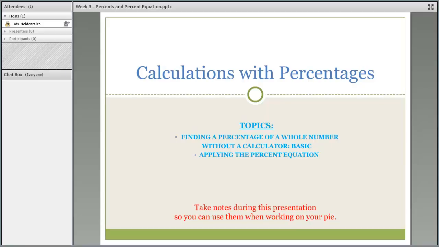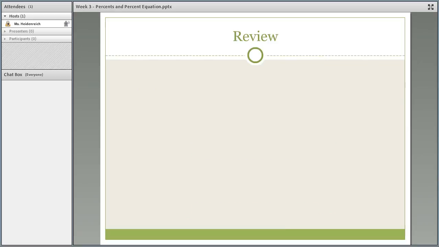Hi everyone, today we're going to be going over percents and the percent equation, how to find the percentage of a number without a calculator. Please make sure to have your math notebook out so that you can take notes and use them when you're working on your class. So we're going to go ahead and get started here.